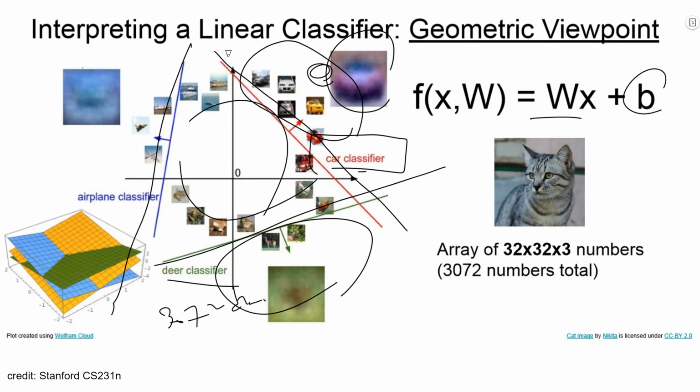So, a linear classifier is dividing these spaces into deer space or airplane space or car space. That's what these linear classifiers are doing, dividing the 30,072-dimensional space into 10 spaces.